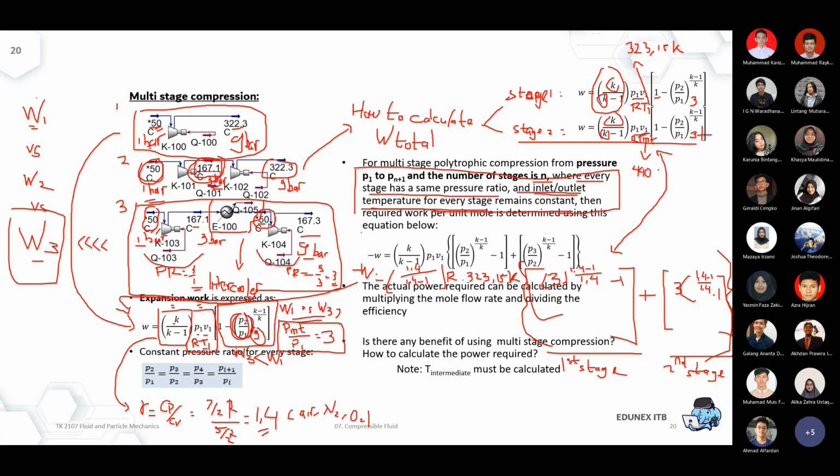440 something Kelvin. Okay. So inside the first bracket, it's the same as the first stage. Inside the second bracket, it's also the same because it's 1 minus 3 to the power of (k minus 1) per k. Okay. The only difference is what's in the middle here. What's in the middle here is that now we have to multiply the compressor with hot temperature at 440 Kelvin.